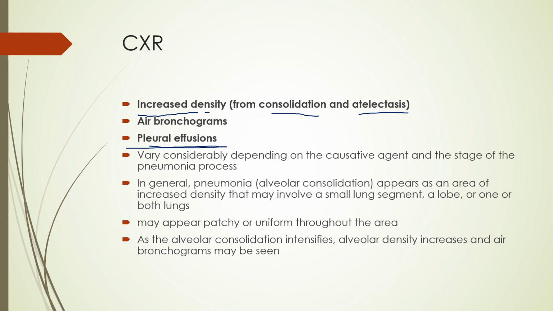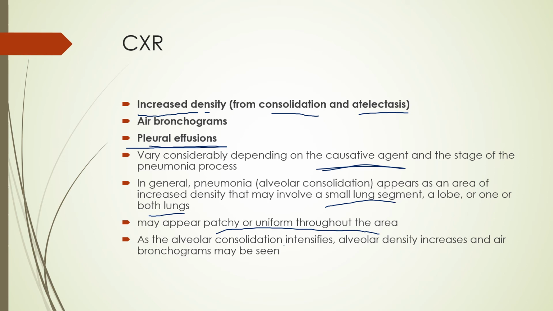So it can vary depending on what's causing it. The X-ray can look normal in very, very mild stages, or it can look very severe in severe cases. But usually the increased density may involve a small segment or a lobe or one or both lungs. So we're looking for how widespread it is on an X-ray. Might be patchy or uniform throughout the whole area.